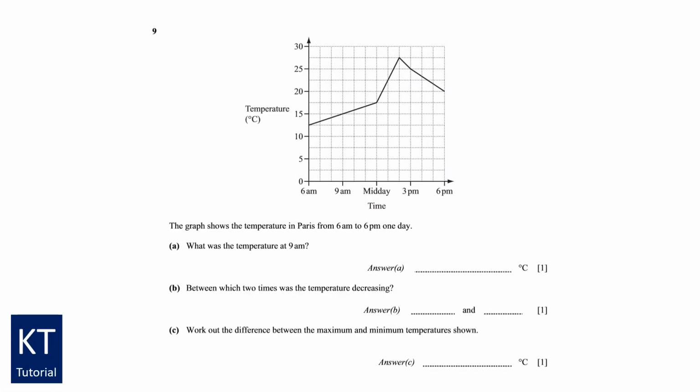Question 9. The graph shows the temperature in Paris from 6 a.m. to 6 p.m. one day. What was the temperature at 9 a.m.? From the blue circle on the graph, its y-axis would read as 15 degrees Celsius. Next, between which two times was the temperature decreasing? The graph decreases between 1 p.m. and 6 p.m. Next, work out the difference between the maximum and minimum temperatures shown. The required difference is 27.5 minus 12.5.